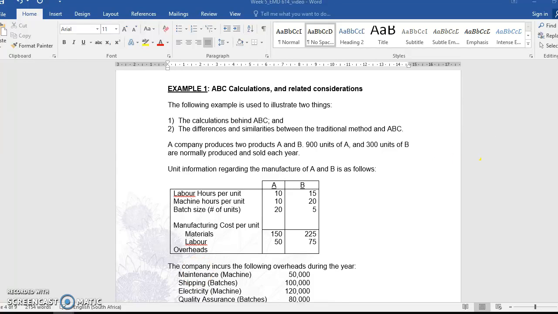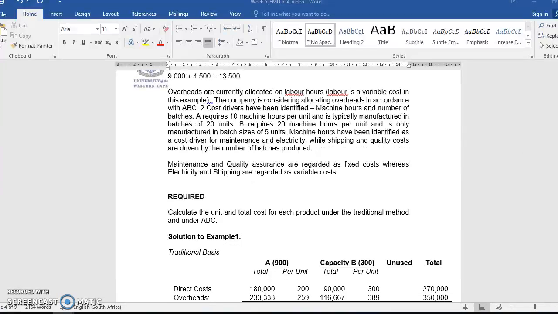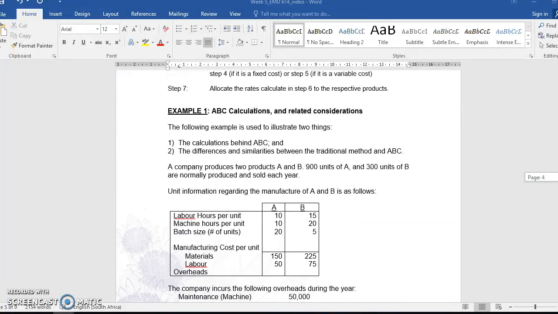Alright guys, so we're busy with a class example, and after doing this class example, you will be able to be on top of the calculation aspects of activity-based costing as well as the traditional method. So it really highlights two things: the calculations behind ABC and the differences and similarities between the traditional method and the ABC method. Alright, so let's read the required of this example. Basically it says calculate the unit and total cost for each product under the traditional method and the ABC method. Alright, so let's have a look at this example.